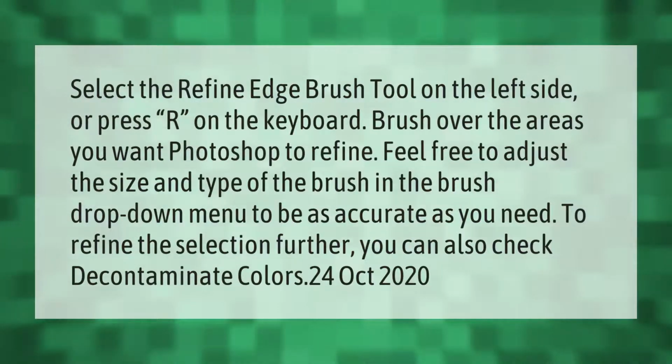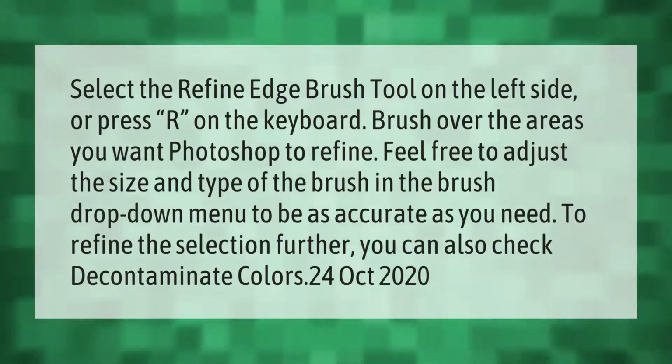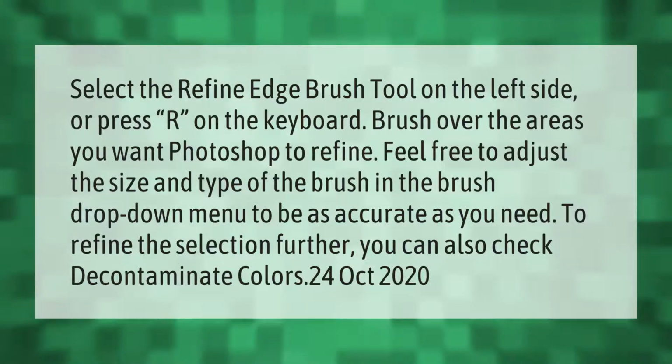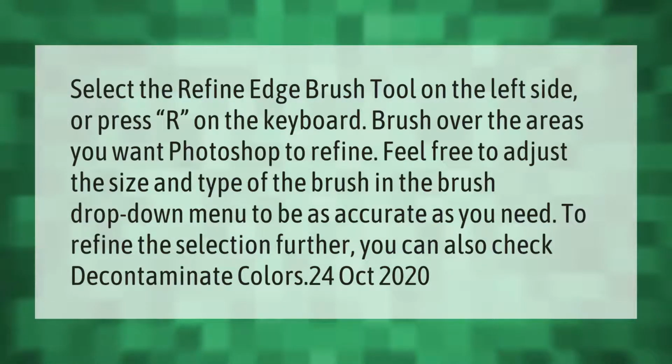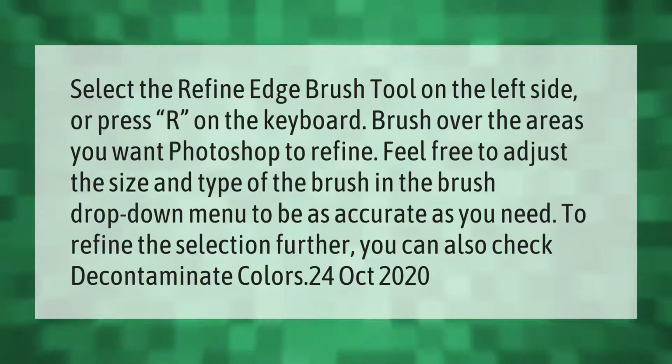Select the Refine Edge brush tool on the left side, or press R on the keyboard. Brush over the areas you want Photoshop to refine. Feel free to adjust the size and type of the brush in the brush drop-down menu to be as accurate as you need. To refine the selection further, you can also check Decontaminate Colors.